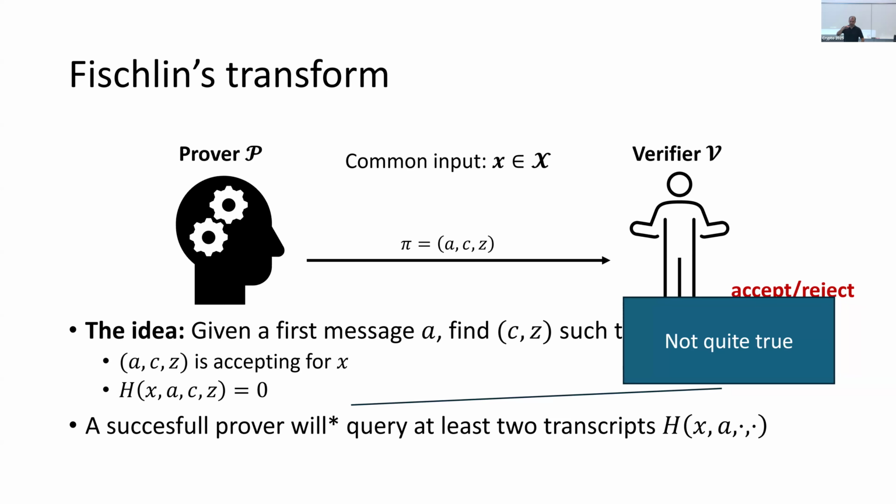So this is not quite true. First of all, this only happens with probability 1/2. It's also true that with probability 1/2, the first query will be good. And the second issue is that we sort of assume that the first message is fixed, but there's nothing yet stopping the adversary from resampling the first message in each query. So both of these issues are just handled via parallel repetition.